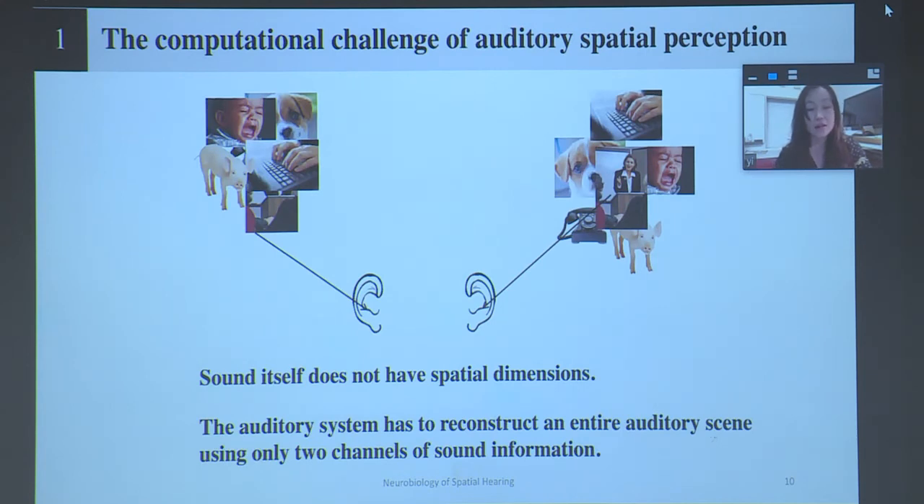That being said, the computational challenge of auditory perception is not simply due to the fact that there are many sound sources in the space. Instead, it's because sound itself does not have any spatial dimensions, unlike many visual objects, and this requires the auditory system to reconstruct an entire auditory scene using only 2 channels of sound information. The 2 channels refer to our left and right ears. Sound information coming from different sources is mixed, in a melting pot, and the mixed information is sent to both ears. The auditory system has to untangle all the sound information in multiple dimensions and recover the information coming from different sound sources.